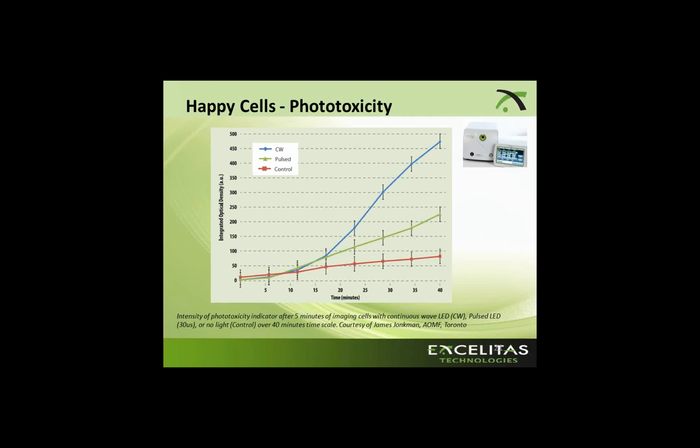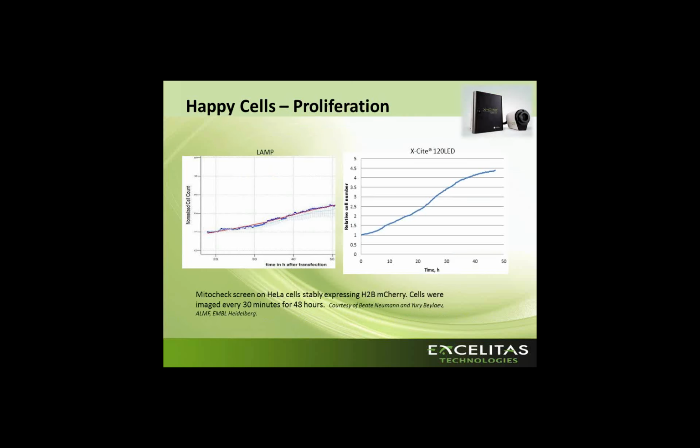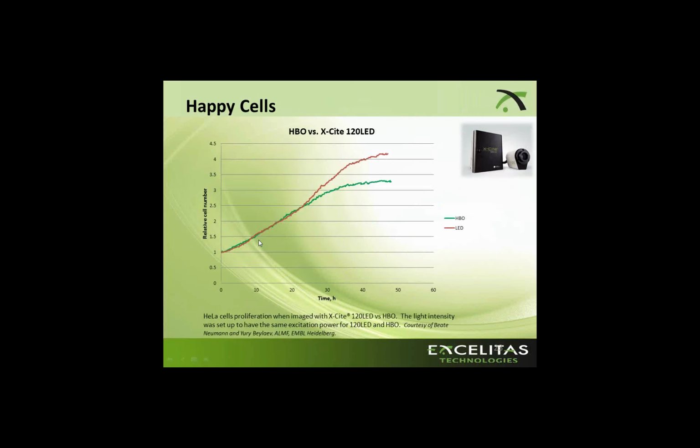What we then had was, again, our EMBL collaborators looking at proliferation using their lamp system, which they've always used, versus our LED system that they tested. And here we have HeLa cells expressing mCherry. Cells were imaged every 30 minutes for 48 hours. And with the lamp versus the LED, the lamp had less proliferation when compared to LEDs, which is summarized here.